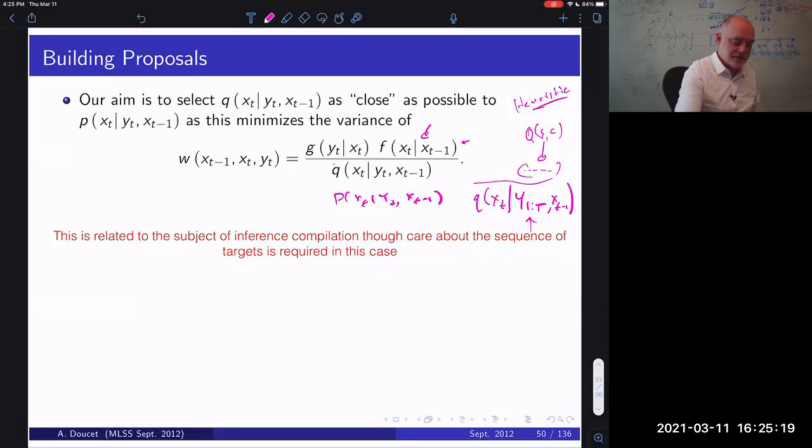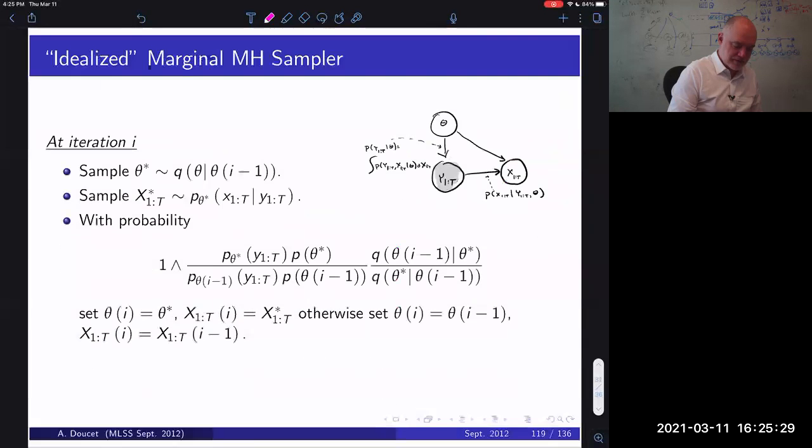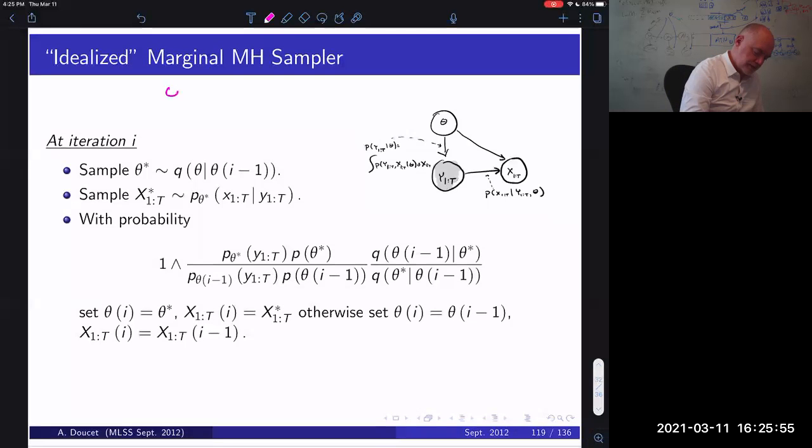Welcome back. So we just got done talking about proposals. Now for something completely different. Let's imagine that we're doing model learning or optimization or inference in a model that looks like this.